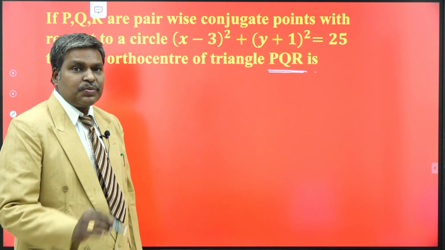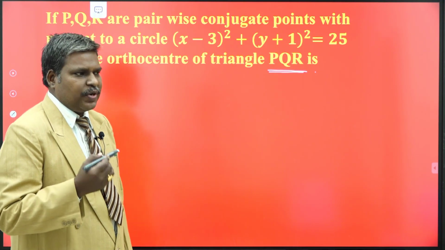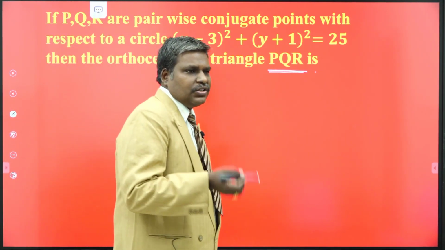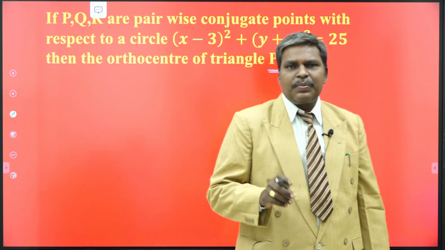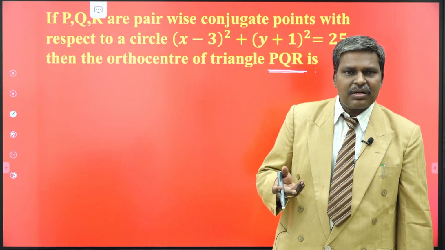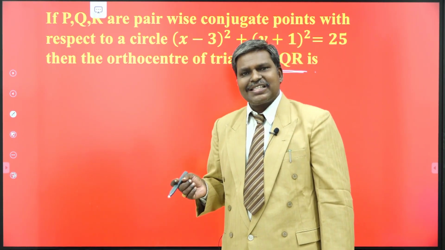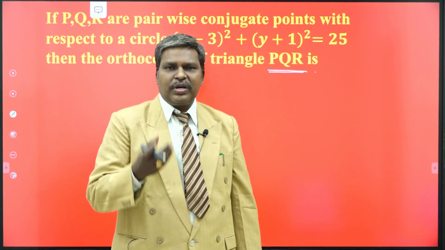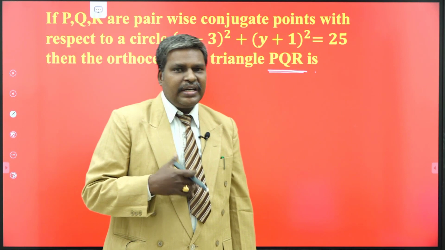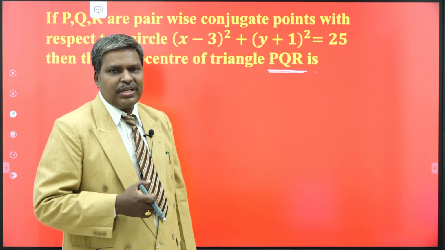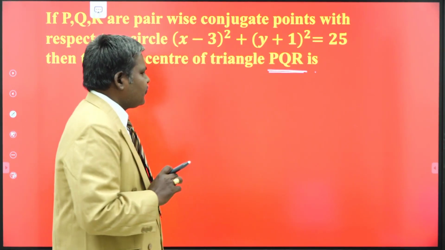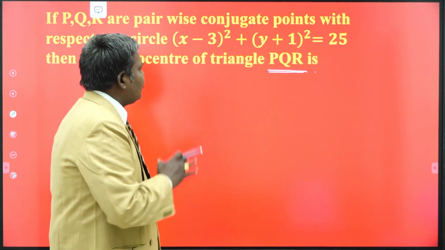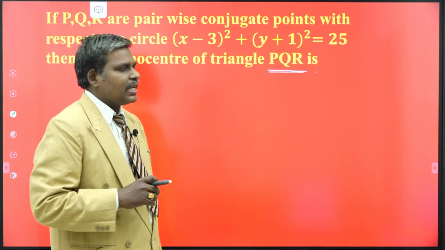What are P, Q, R? Pairwise conjugate points with respect to the circle. Dears, what are conjugate points? Polar of one passing through the other is said to be conjugate points. The condition is S12 equal to 0. Polar of each passing through the other, we say that the two points are conjugate points with respect to the circle. Let us try to draw the figure. From the diagram itself, we can conclude the orthocenter of the triangle PQR.